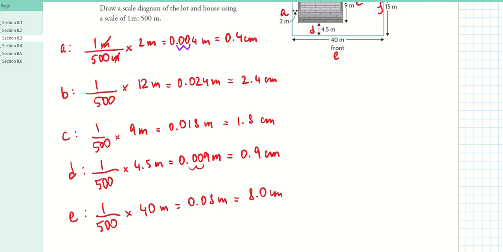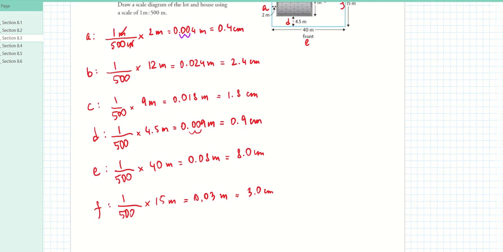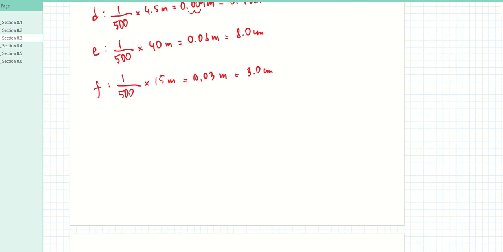And the last one is 15 for F. So again, 1/500 times 15 meters, which equals 0.03, which again, if you move the decimal 2 spots to the right, you end up with 3.0 centimeters. So there you go. There is your converted values to units that you can actually now use and sketch at the bottom of your page here.